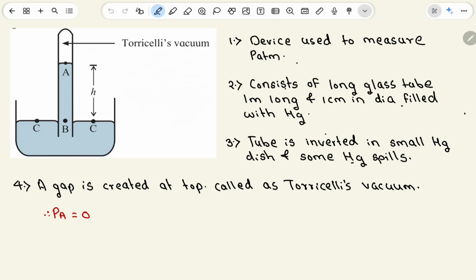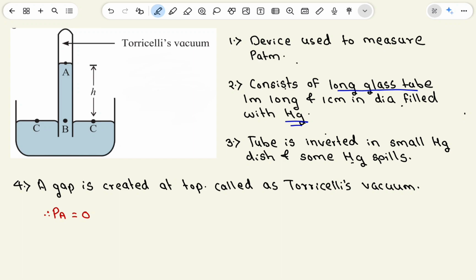Okay. So let's start first with the construction of mercury barometer. As we can see in the figure, it consists of a long glass tube, which is 1 meter long, whose diameter is 1 centimeter. And initially, this long glass tube is completely filled with mercury. Later, we take this tube and we invert this tube into a small mercury dish, as shown in the figure.